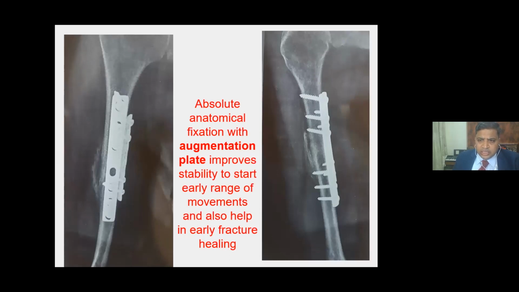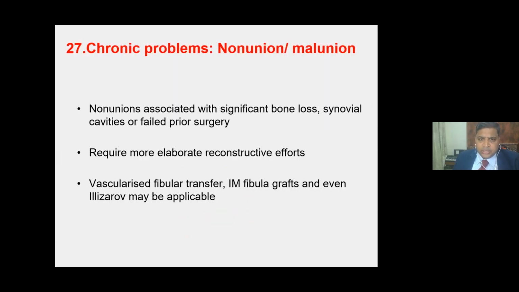So this is another case example where a dual plate was put, and you can see the kind of callus which you can see immediately at around 4 to 6 weeks. The early callus phenomena along with augmentation plating has also been seen.